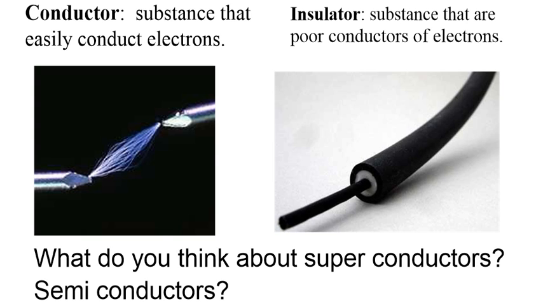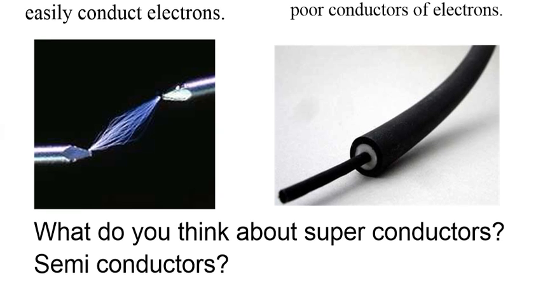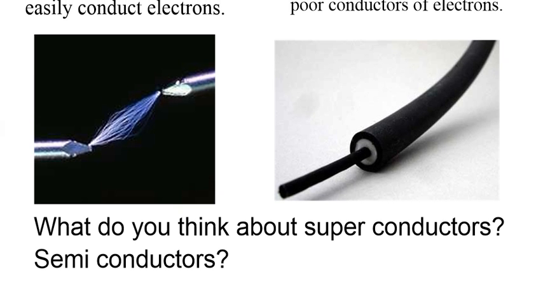Conductors and insulators. Conductors are any substance that easily conducts electrons, and insulators are essentially the opposite: substances that are poor conductors of electrons. In fact, they are typically used to restrict the movement of electrons. The question I want to leave you with is, what do you think about superconductors and semiconductors? And this will be before we move on to the next topic.